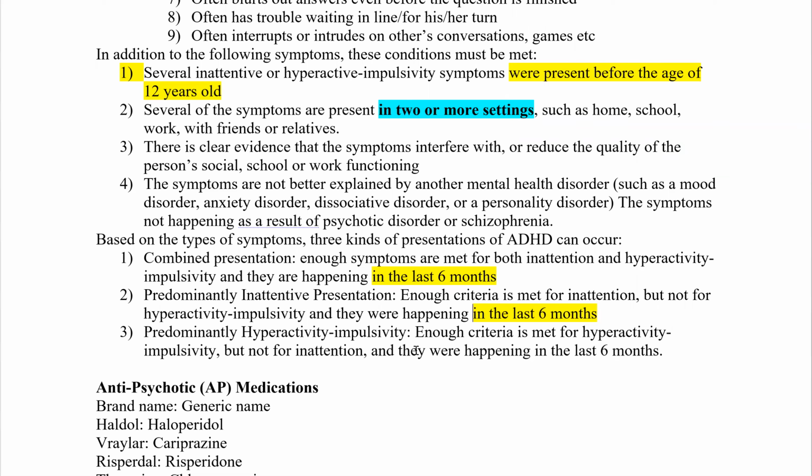And then predominantly hyperactivity impulsivity, enough criteria is met for hyperactivity and impulsivity, but not for inattention, and they're happening in the last 6 months or 6 months or longer. So combined, they have enough criteria for both of them. Predominantly inattentive, they have enough criteria for the inattentive subtype, and then predominantly hyperactivity and impulsivity, they have enough criteria for the hyperactivity and impulsivity, and it's 6 months or longer. So those are the 2 subtypes of ADHD and how we can see what they can look like.